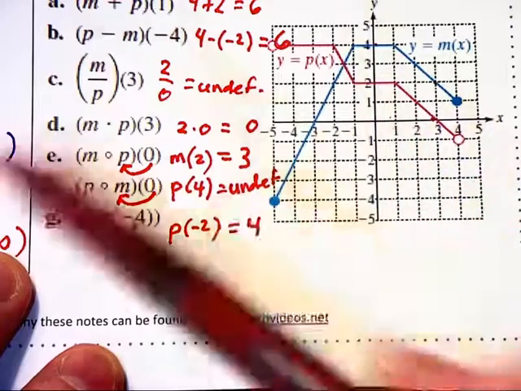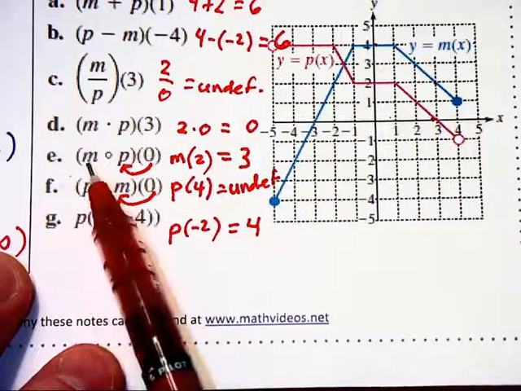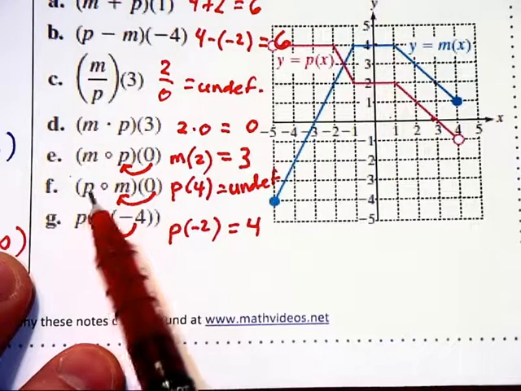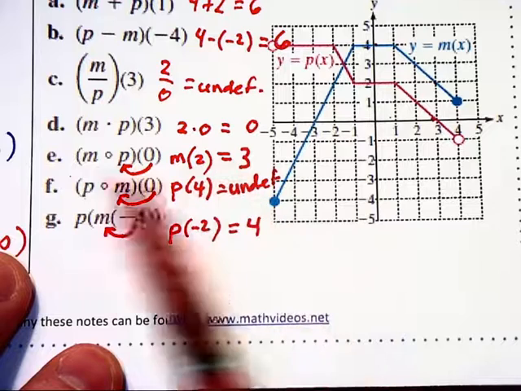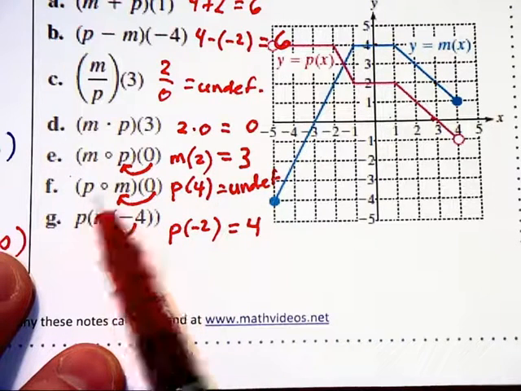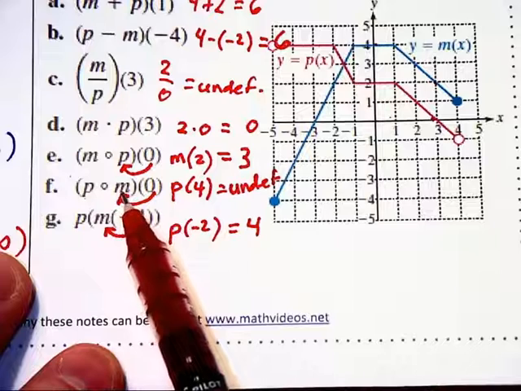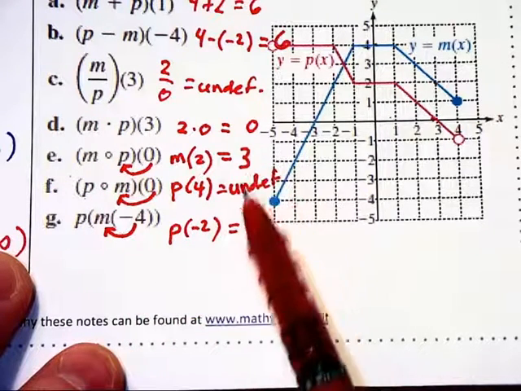Something that catches my attention, notice in problems E and F, m composite p and p composite m do not give you the same result. That tells you that the composition of functions is not necessarily commutative. You can't reverse the order and necessarily have the same result.